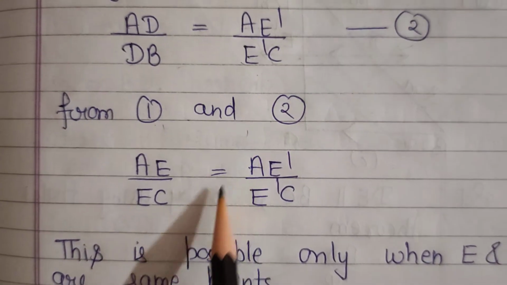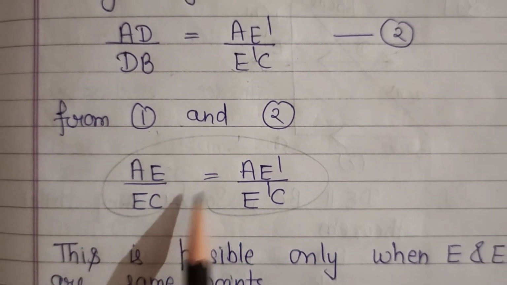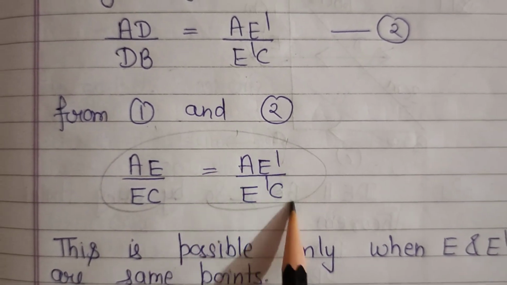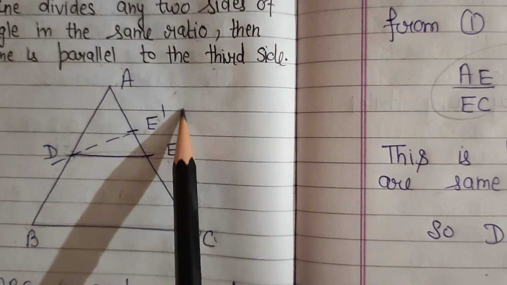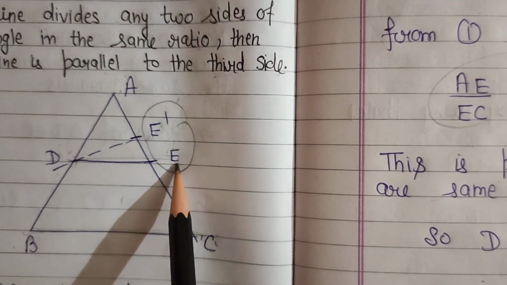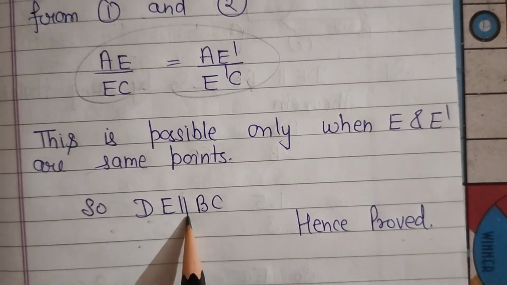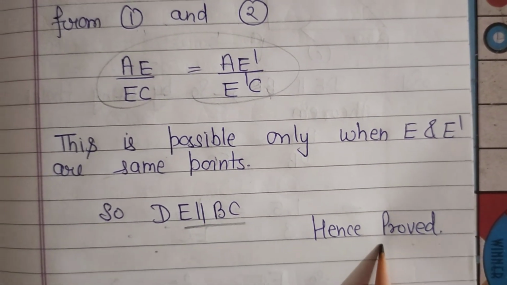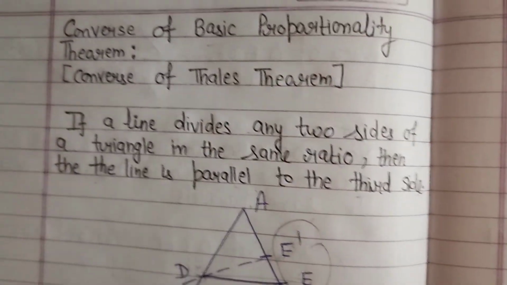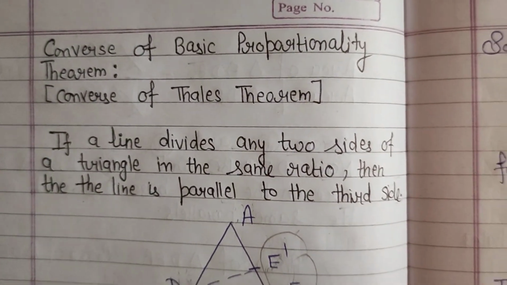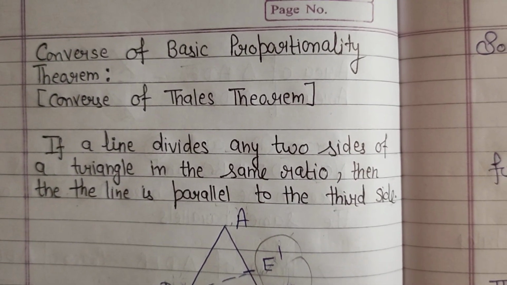From 1 and 2 we can conclude that AE by EC is equal to AE dash by E dash C. But this is only possible when both E dash and E are the same point. So DE is parallel to BC. So hence proved. Now this is also a very important theorem. For today you will do BPT and its converse in your fair notebook.